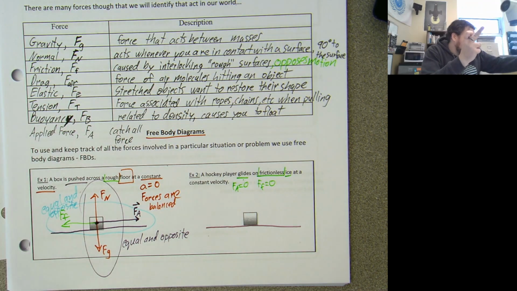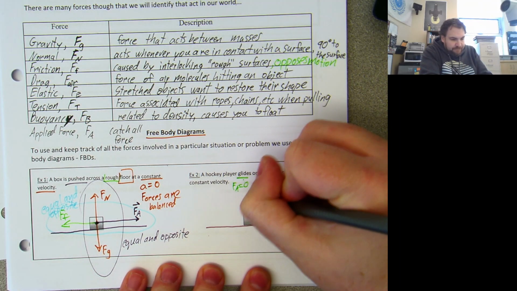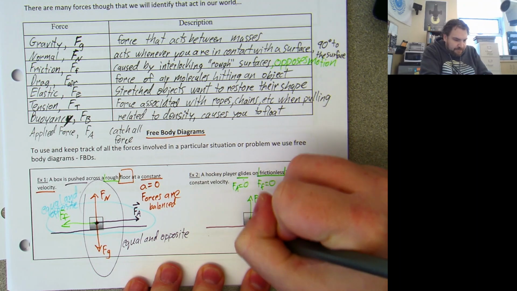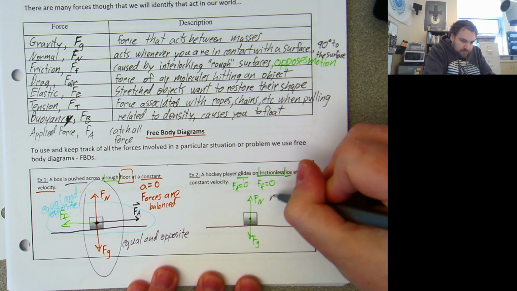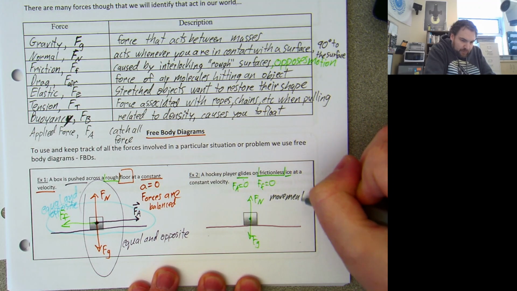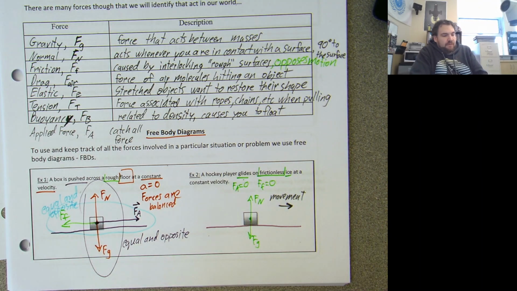Gravity's one. Normal's the other. Fn, Fg. And there is movement. Let's make a note of that. We know there's movement. But just because there's movement doesn't mean that there's a force right now causing the movement. Some point in the past, we don't care about the past. We live in the now.